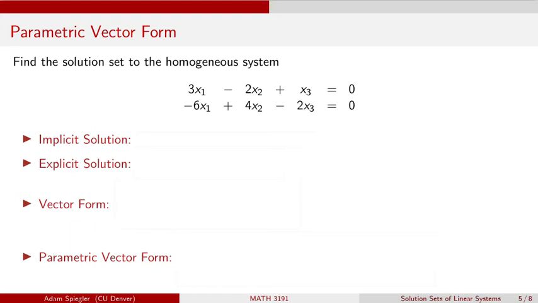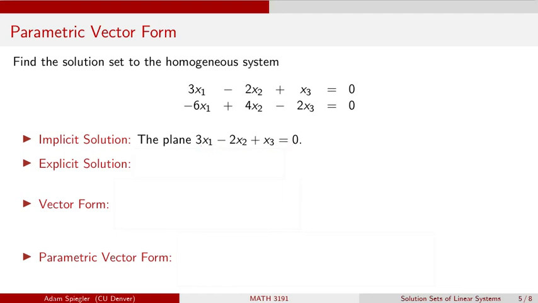So for the implicit solution, one way to give that would be to just use the top equation for the plane. So an implicit solution would be the plane 3x1 minus 2x2 plus x3 is equal to 0. Note that we could have just chosen the second equation in this system as our implicit solution. So an implicit solution is not unique, though they should be equivalent equations.